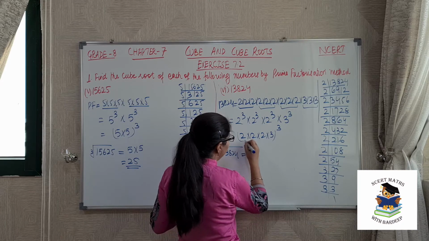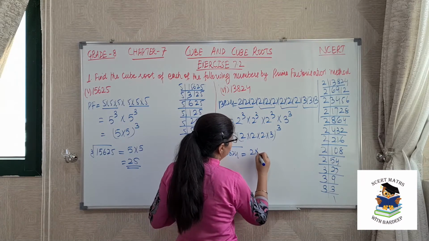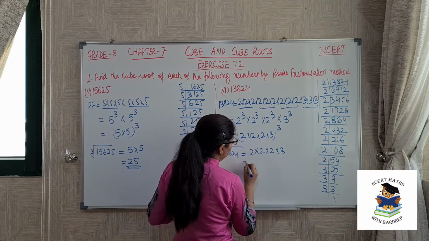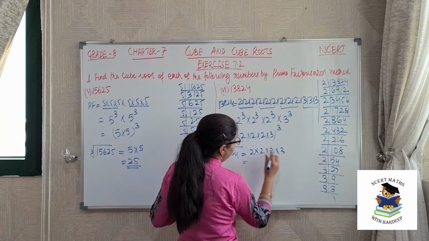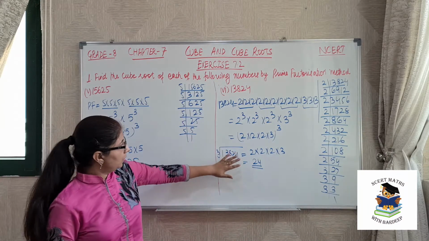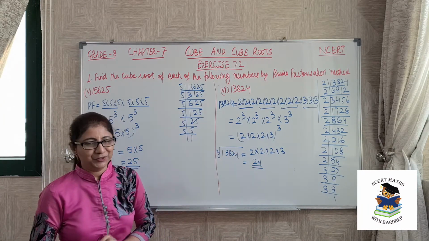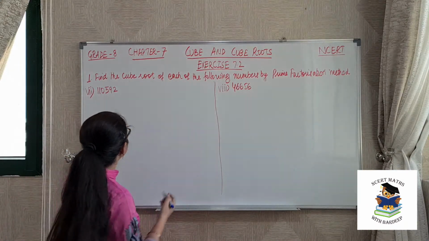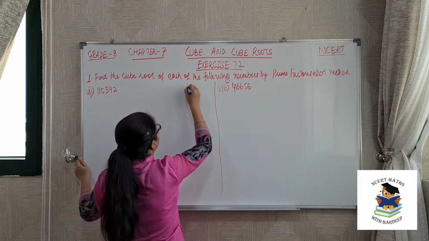So 13824 is equal to 2 into 2 into 2 into 3, this product. So 2 2s are 4, 4 2s are 8, 8 3s are 24. So 24 is the cube root of 13824. So now let's see the next part. So the seventh part is 110592.